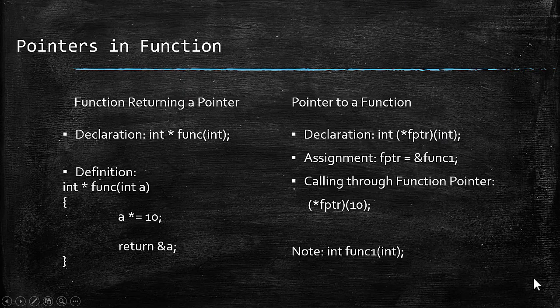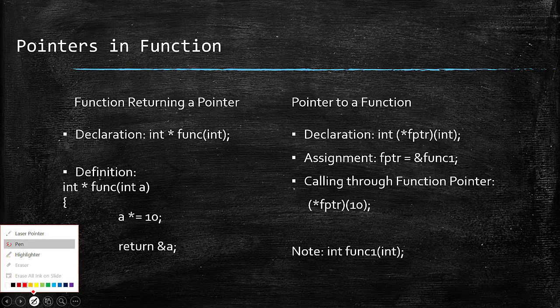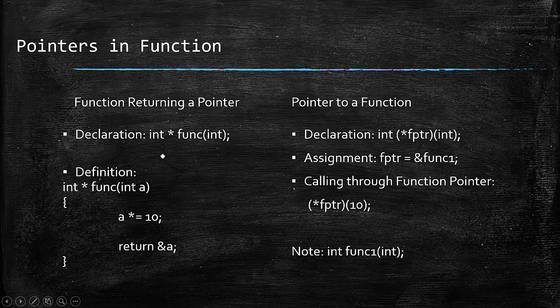Now we are going to discuss the concept of a function returning a pointer and a pointer to a function. As a pointer is basically a variable, a function can return a variable, so a function can return a pointer also. So how do we declare a function which is going to return a pointer?